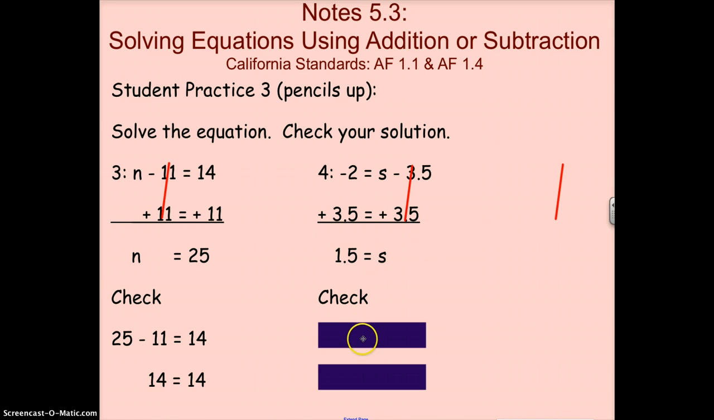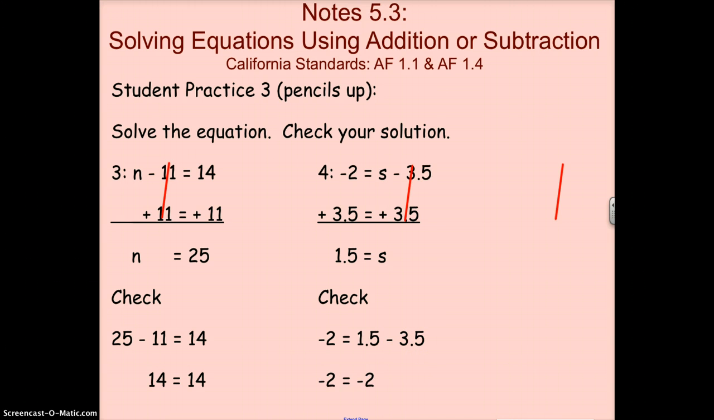Plugging in my numbers, I'm doing 1 5/10 minus 3 5/10. Of course, I'm going to end up with a negative, so I want to skip change. 5 minus 5 is 0. 3 minus 1 is 2. This one would be negative, so negative 2 equals negative 2.